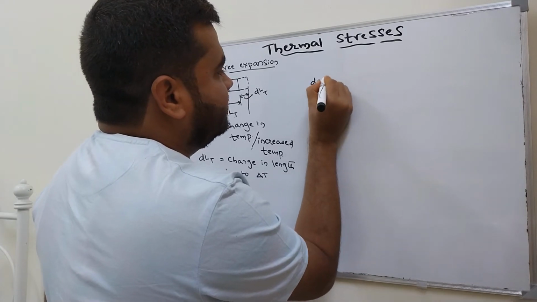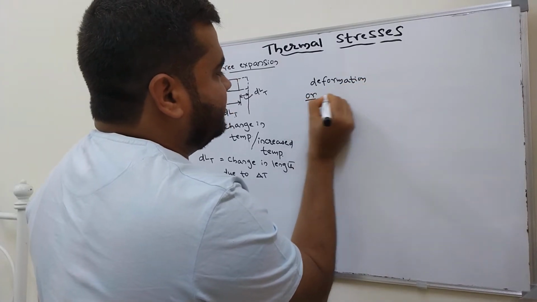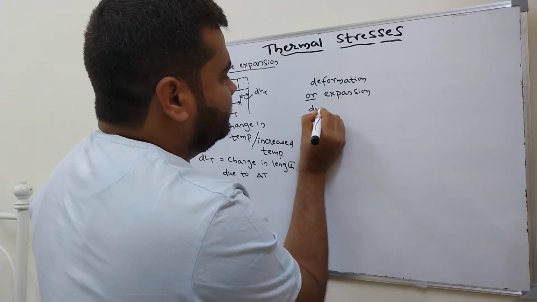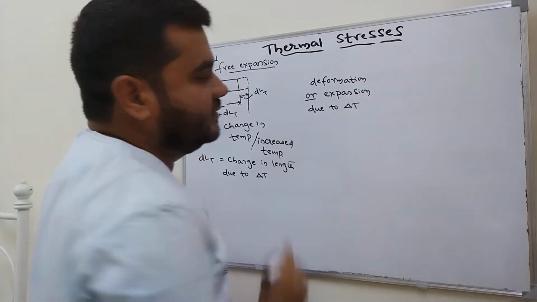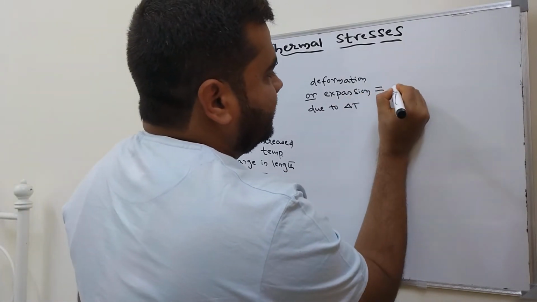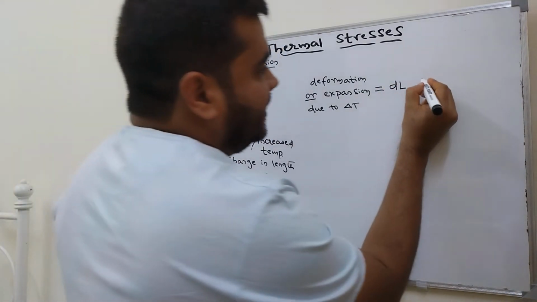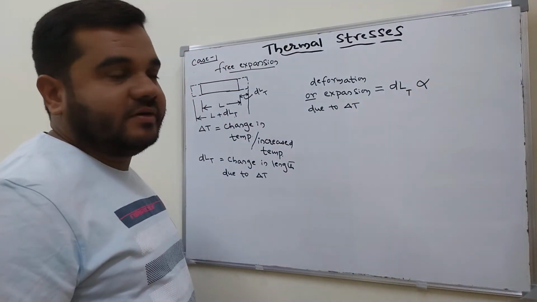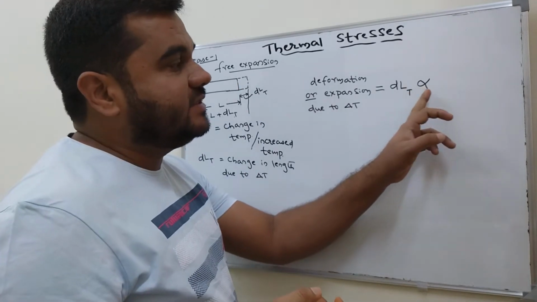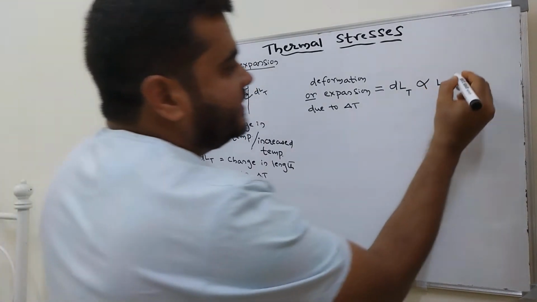Deformation, or I can write it as expansion due to delta T, due to change in temperature, equal to... this is the change in length due to temperature change. It is directly proportional to, just remember, always, the deformation due to increase in temperature is directly proportional to its length and its change in temperature.